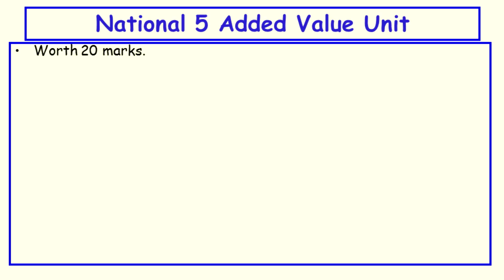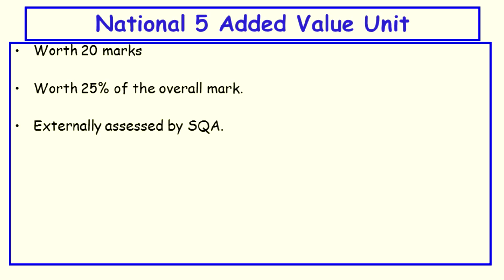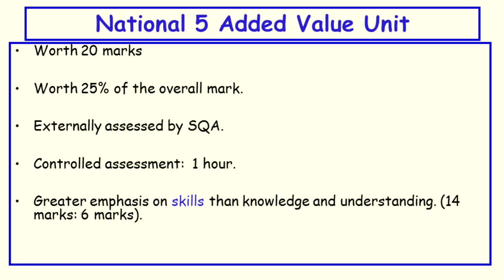There's also a National 5 added value unit. This is worth 20 marks. Again, it's worth 25% of the overall mark. It's externally assessed by the SQA. It's a controlled assessment of 1 hour. There is a greater emphasis on skills than knowledge and understanding. There is a resource sheet taken into the final write-up. They will be working on this National 5 added value unit in class and will be preparing for it in class so that they are then prepared for the final write-up, and they will be given adequate support from their teacher to prepare for this.